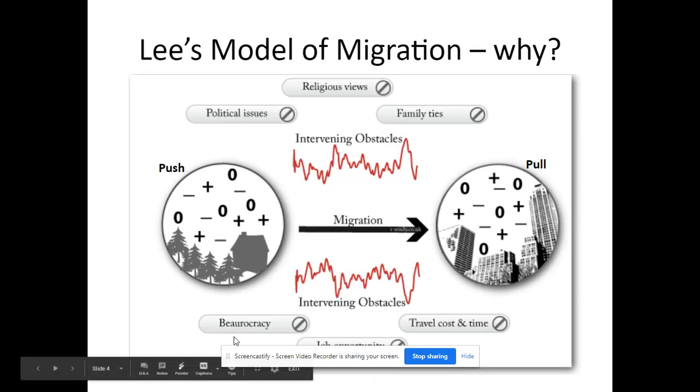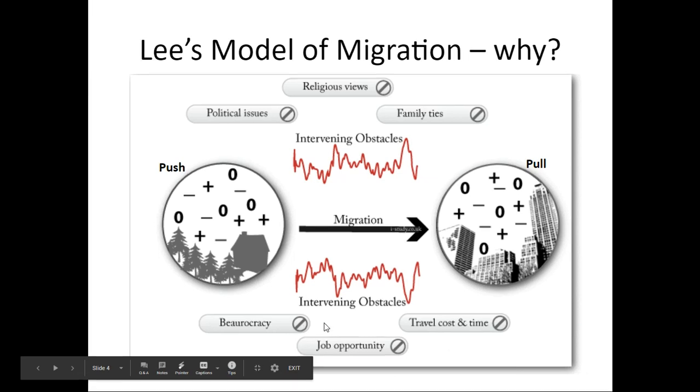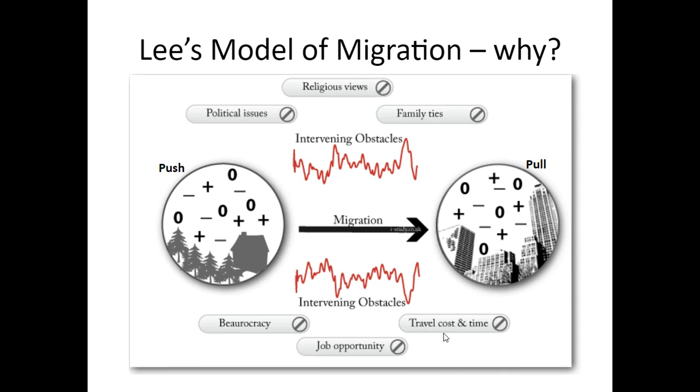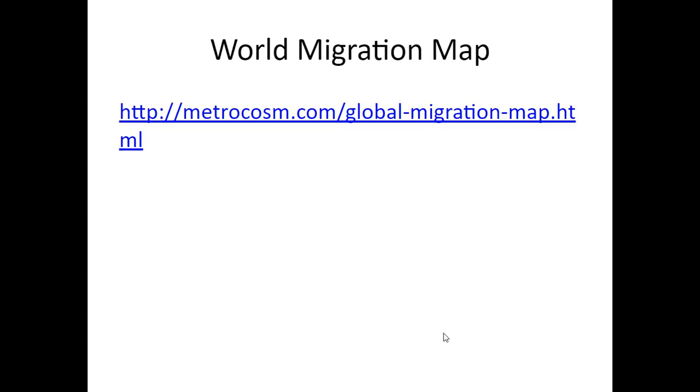Or it could be bureaucracy, just having the red tape and enough of the paperwork. Maybe you get a better job. So intervening obstacles are what comes up and messes with your movement.